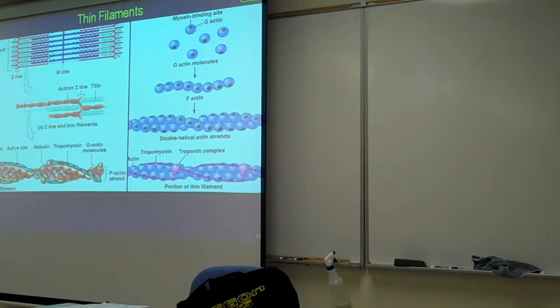About how long is a tropomyosin molecule? About 7 G-actin in length. So every 7 G-actin along the strand of F-actin, you've got one troponin and one tropomyosin. So it's not one tropomyosin for that whole thin filament. It's lots and lots of them. And remember, they don't all move at the same time. That's why tension goes up gradually, not instantaneously.